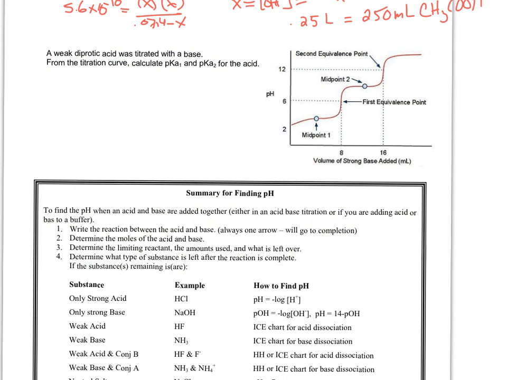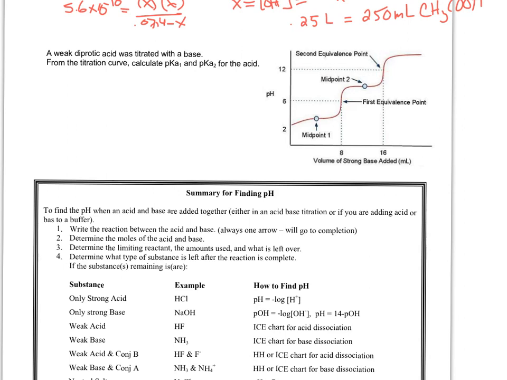This one says, a weak diprotic acid was titrated with a base. Now, even if it doesn't tell me that this is diprotic, I should be able to look at my titration curve and figure out that it is. How do I know that? Because there are 2 equivalence points. And I know that because there are 2 inflections with a part that's almost vertical. So there is my first equivalence point, and here's my second equivalence point.